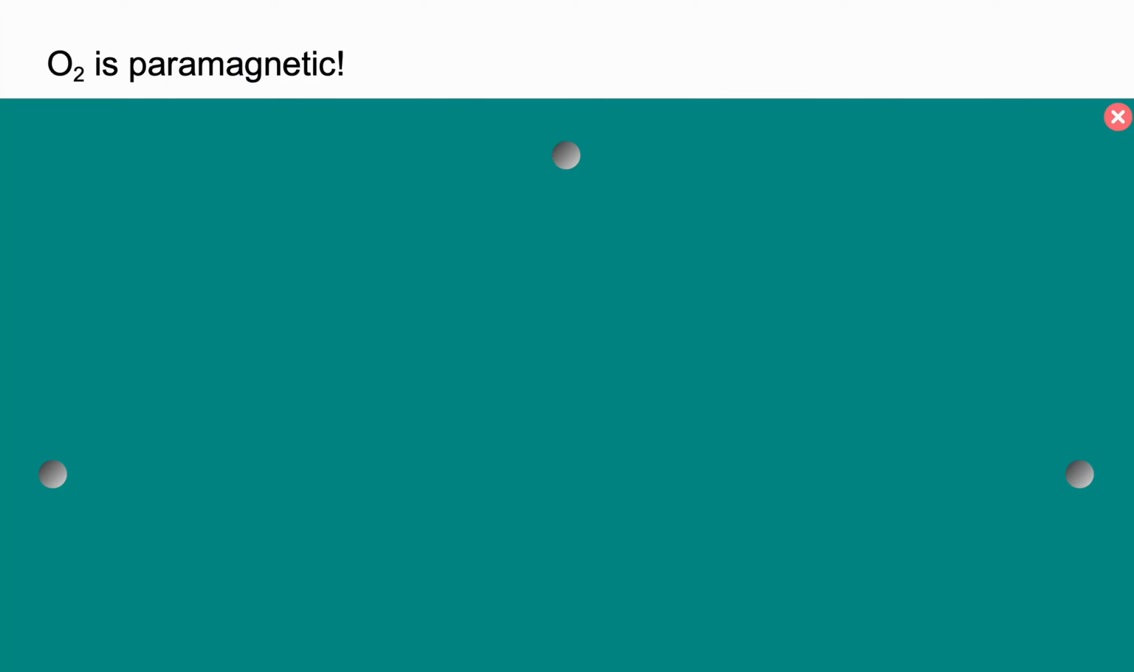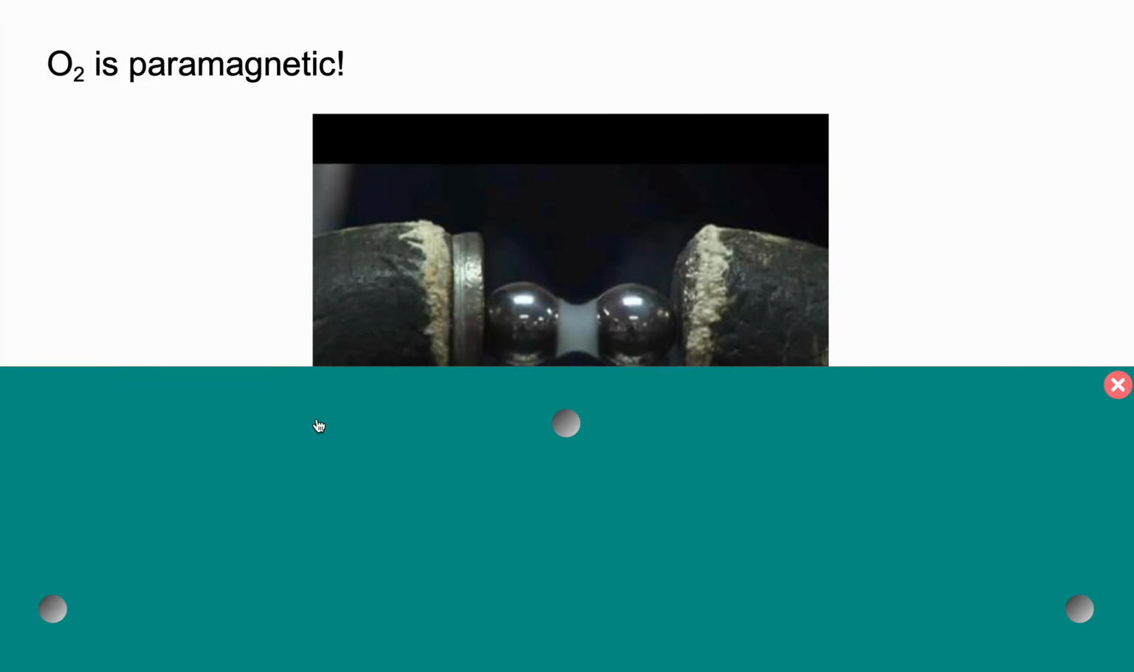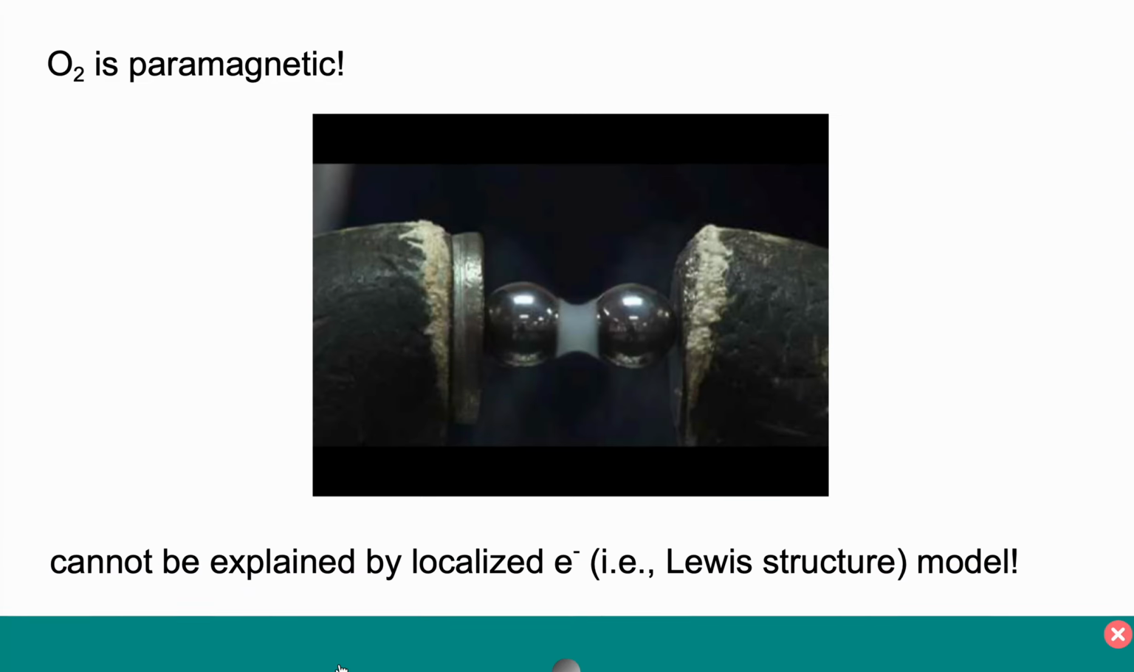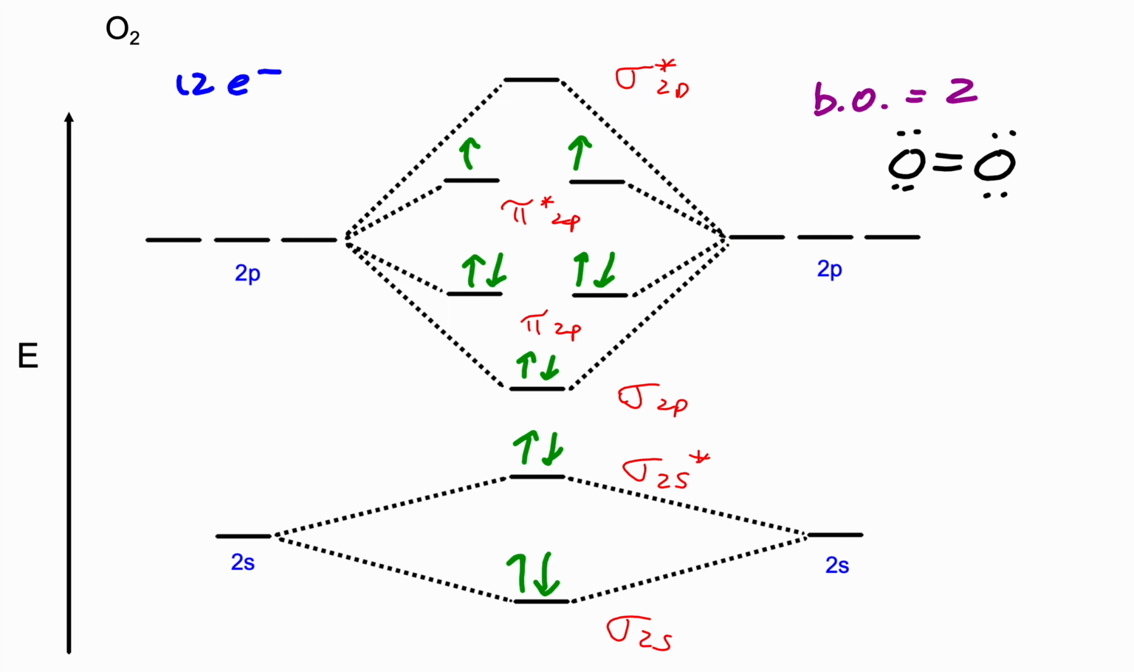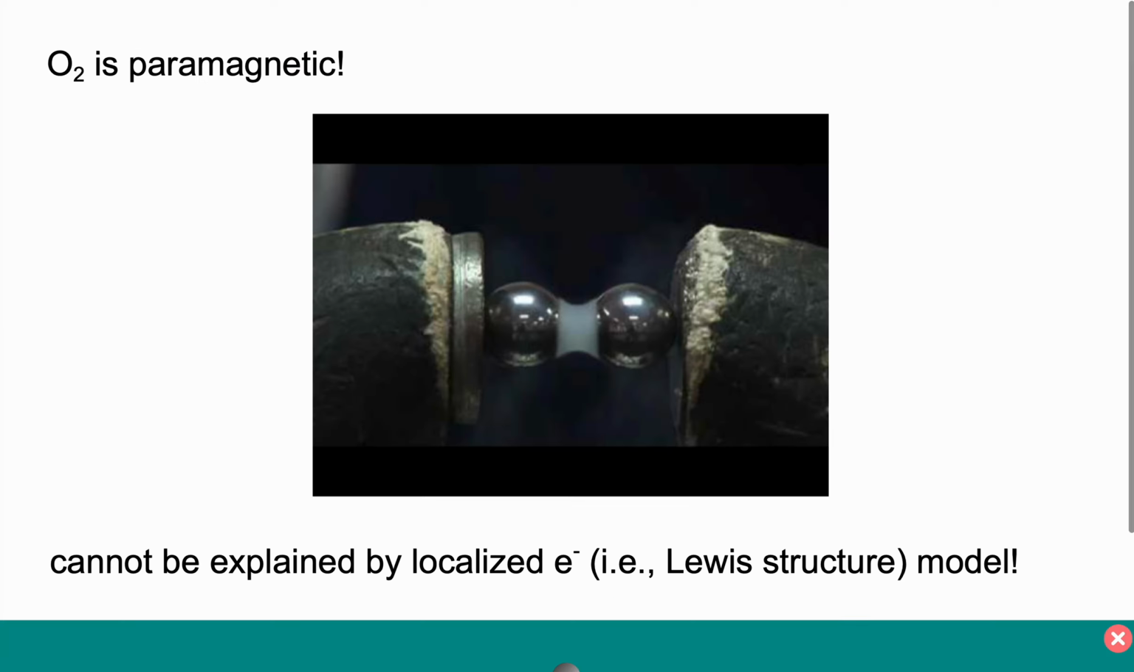If you cool O2 down low enough so that it liquefies, you can actually suspend liquid oxygen between the poles of a very, very strong magnet. Now, that is because the O2 molecule has unpaired electrons, and there is no way to explain that using the localized electron model. But if you use the molecular orbital model, you can see very clearly right here, look at that, we've got 2 unpaired electrons, and that is a more accurate description of the bonding in O2.